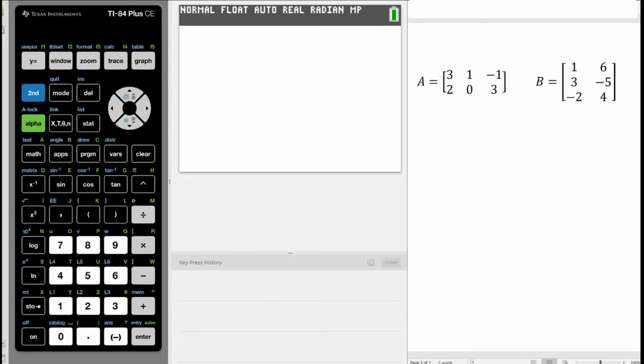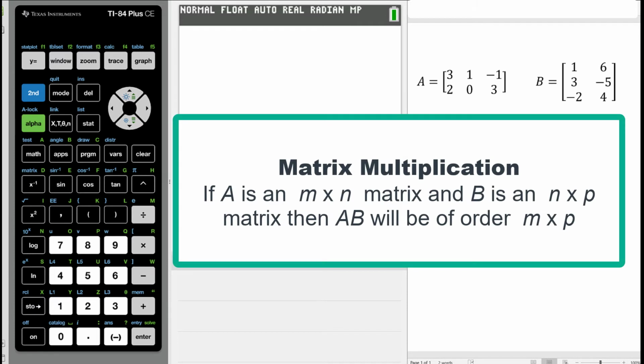In this video, we will be using the TI-84 Plus CE graphing calculator to multiply matrices. Before we begin, let's recall an important fact about matrix multiplication. If A is an m by n matrix and B is an n by p matrix, then AB will be of order m by p. So it is very important that we pay special attention to the order of matrices when multiplying.